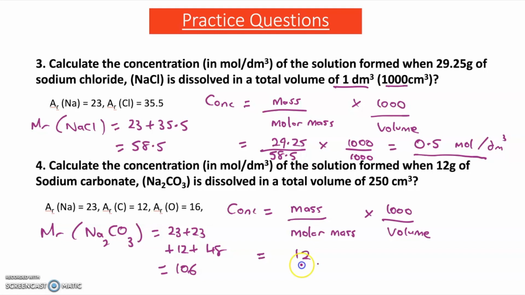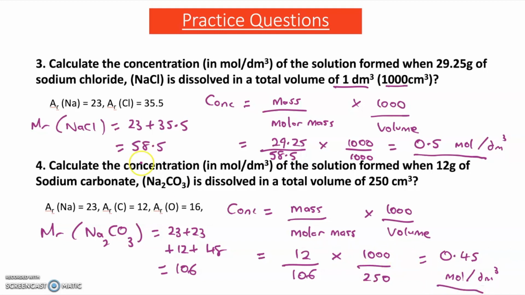So concentration is equal to the mass, which is 12 grams, divided by the molar mass, which is 106, times 1,000, divided by the volume, which we get in the question, which is 250. So if we do 12 divided by 106, and we times it by 1,000 over 250, and we put these numbers into the calculator, we will get a value for the concentration of sodium carbonate in moles per decimeter cubed. So this comes to be 0.45 moles per decimeter cubed, and that is our concentration.